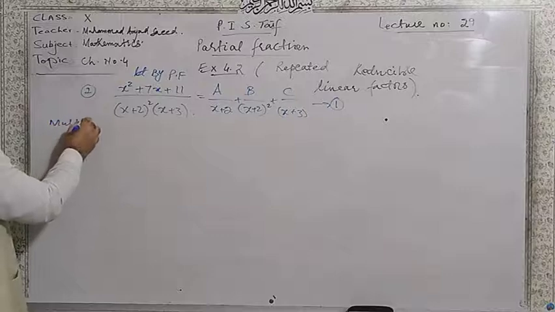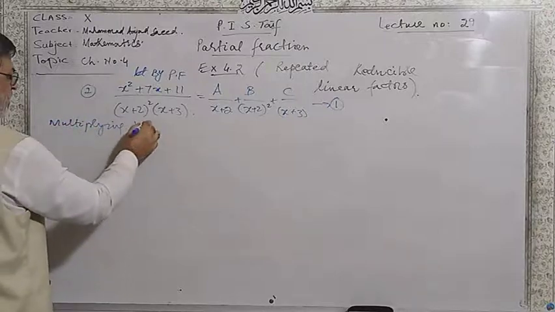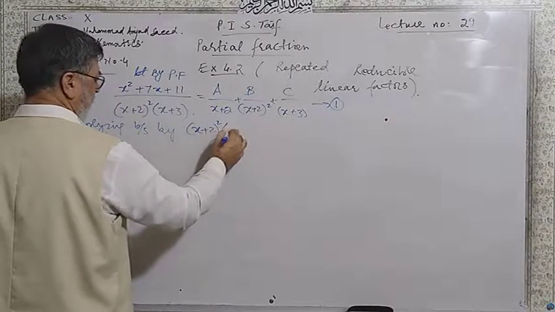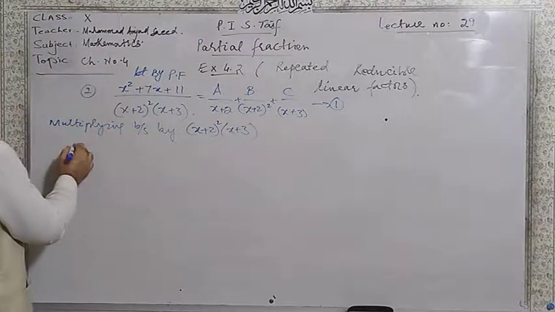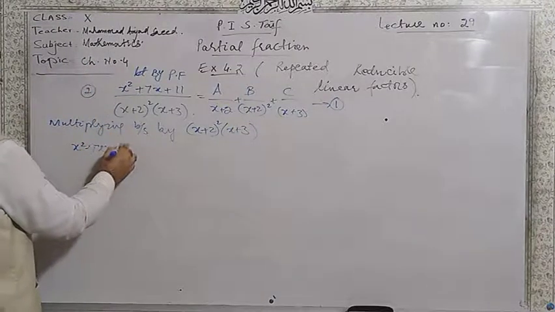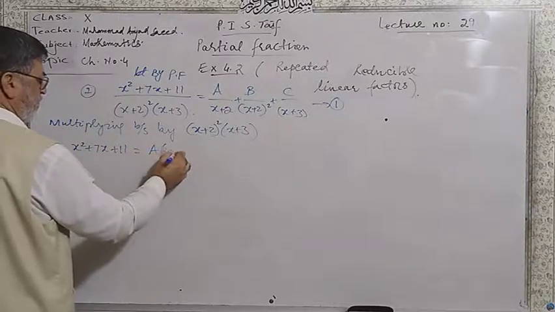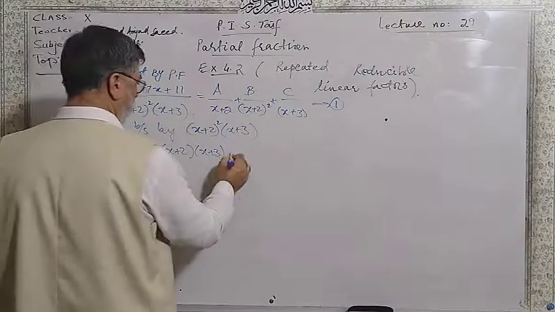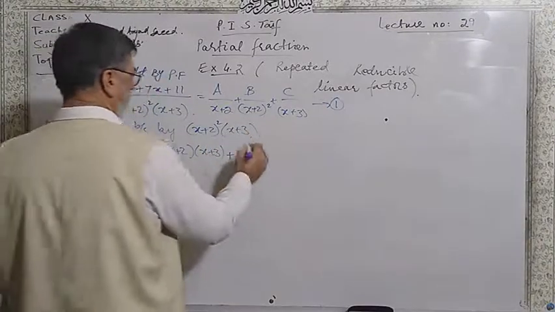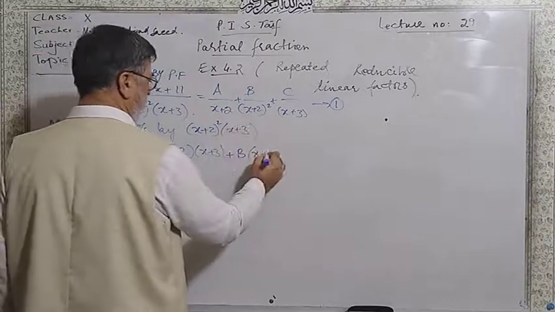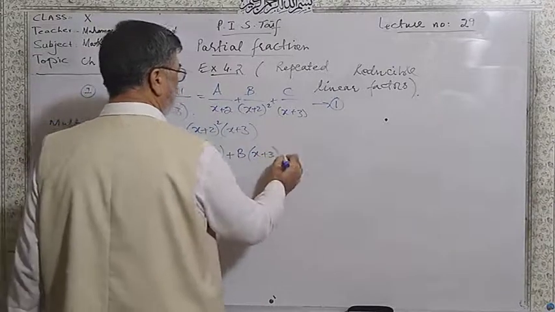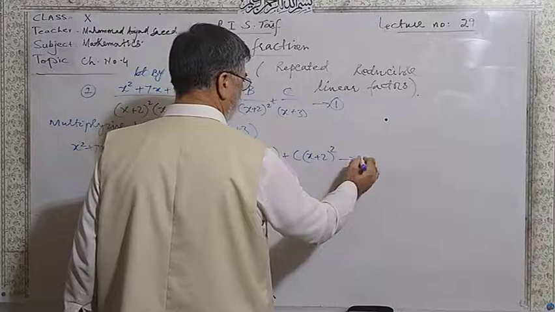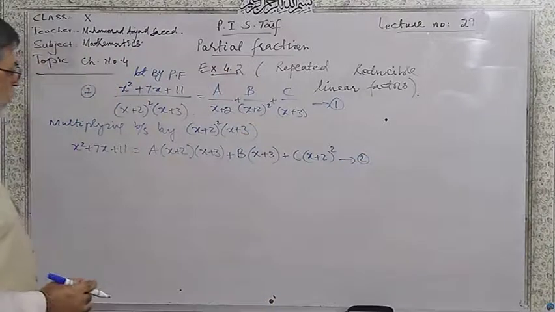Multiplying both sides by (x plus 2) square into (x plus 3). That is x square plus 7x plus 11 equal to a into (x plus 2) into (x plus 3), because one power was cancelled out. After that, b into (x plus 2) whole square cancelled out, we have (x plus 3), plus c into (x plus 2) square. That is equation number 2.